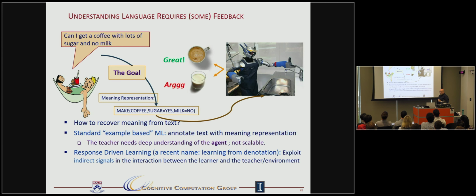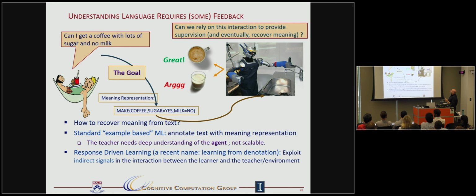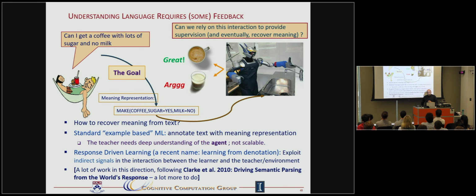And the question is, can we rely on this level of interaction to provide supervision, propagate it back, so that eventually we can recover this meaning? We can learn this transformation and do it. I'm not going to give technical details here, given the time, but there's a lot of work in this direction. We started it around 2010, but there's been a lot of work.